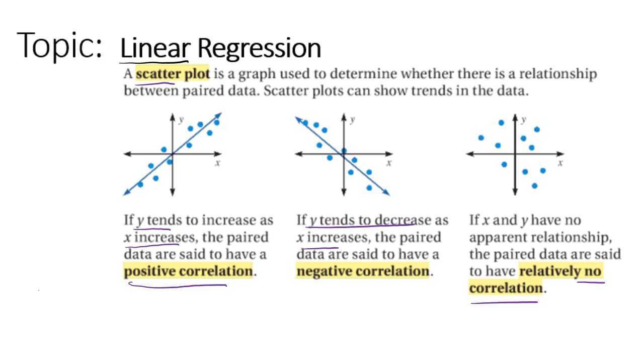Another way of saying this would be, if you see a line where the slope is positive, then you have a positive correlation. Where the slope is negative, we have a negative correlation. If there's no slope, then no correlation.